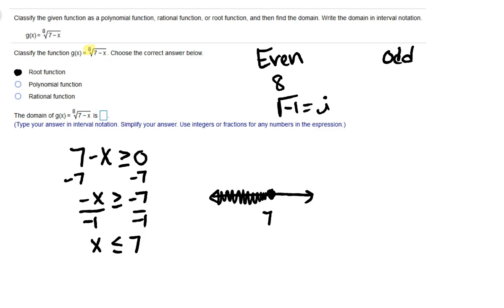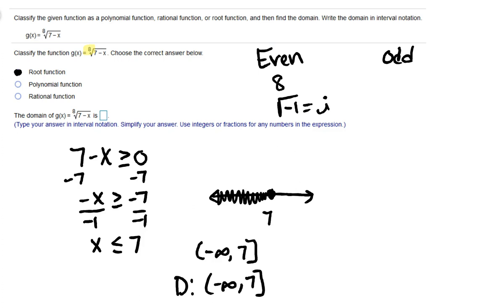And then I can write the interval notation. So the lower bound for this shaded region would be -infinity. I'm using a parenthesis on infinity. And that would go all the way up to 7, and I would use a bracket on the 7 because 7 is part of the domain. So the domain for this example would be -infinity to 7 with a bracket.